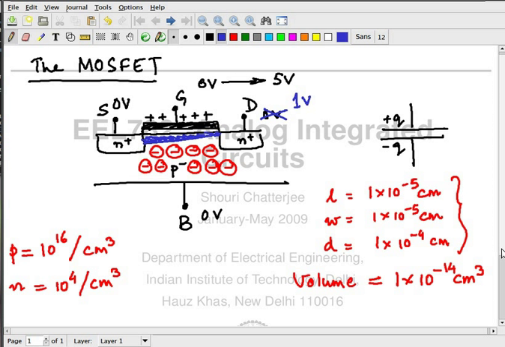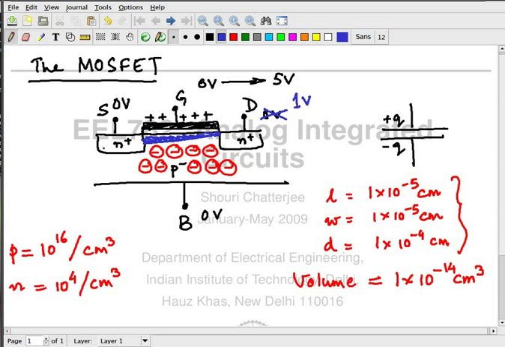Now there is one thing that I have not yet talked about, and that is the fact that the source is an N plus material, the body is P minus material. The drain is N plus material, the body is P minus material. These two form PN junctions. Okay? Now if the source is at 0 volts, body is at 0 volt, what's going to happen between the PN junction of the source and the body? There will be a built-in potential, I agree. A built-in depletion layer.